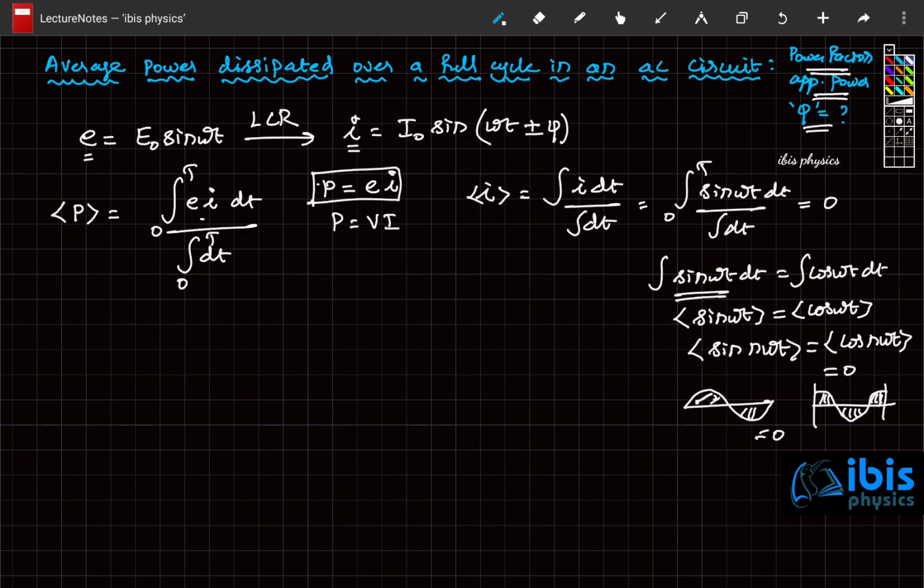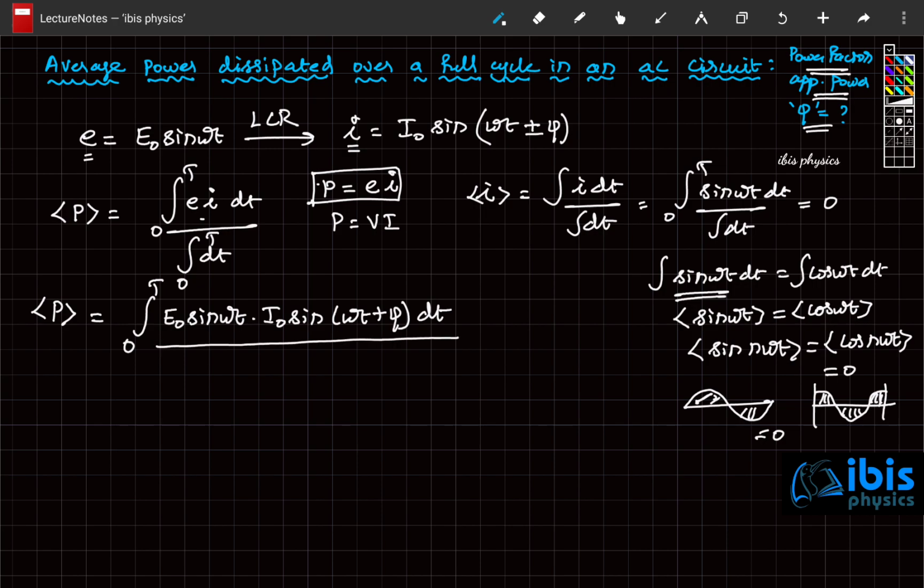So let us go on calculating the power. The average power is equal to V into I into dt. So integral 0 to t, EMF applied is E naught sine omega t. Because of that, the current is I naught sine of omega t plus phi. Let me take it as plus phi. You can take it as minus phi also. The answer will be the same. So the whole is divided by integral dt, which is t, 0 to t. The upper limit t minus 0, the whole value becomes t. So I am taking E naught and I naught out.